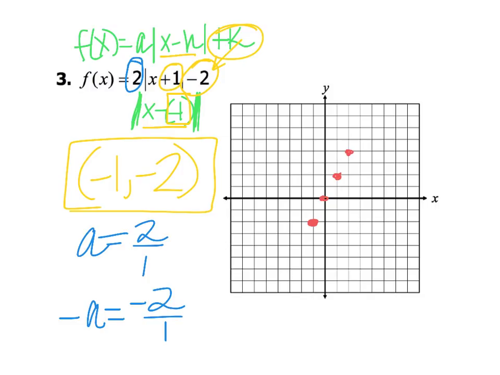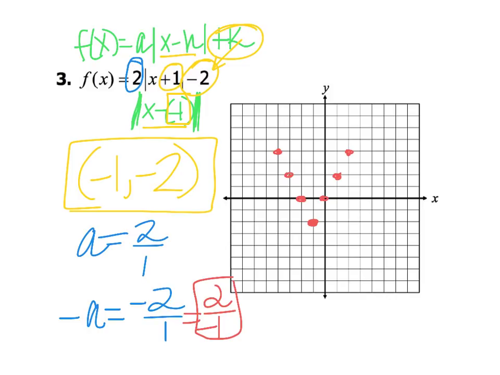Now we know that our slope is -2 over 1, but we don't want to go down. So what we want to do is put the negative sign with the 1. So we go up 2 and to the left 1. Up 2 to the left 1, up 2 to the left 1, because we want our graph to look like a V, because it's an absolute value function. So there we go. We've got our graph.